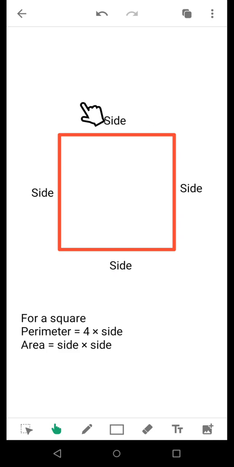This is a square, as you can see. Here we do not need to mention any length or breadth, as we know all four sides are equal. So we write them as side in all four line segments. The formula for the perimeter of a square is 4 multiplied by side, since all its sides are equal and it has 4 sides, and the formula for the area is side multiplied by side.